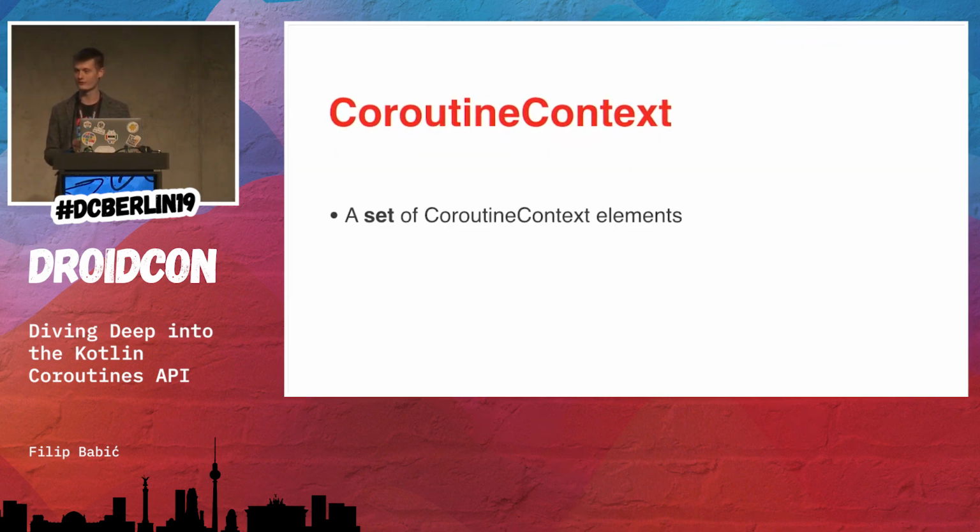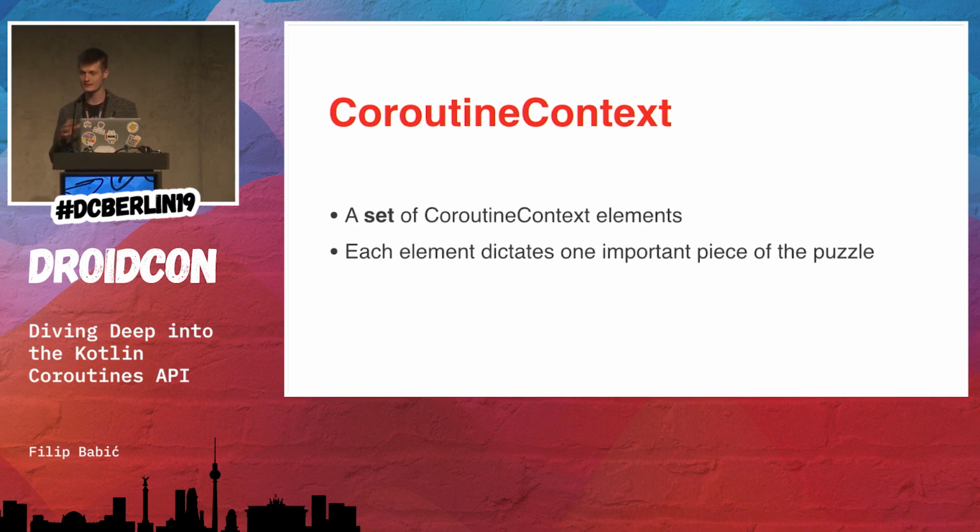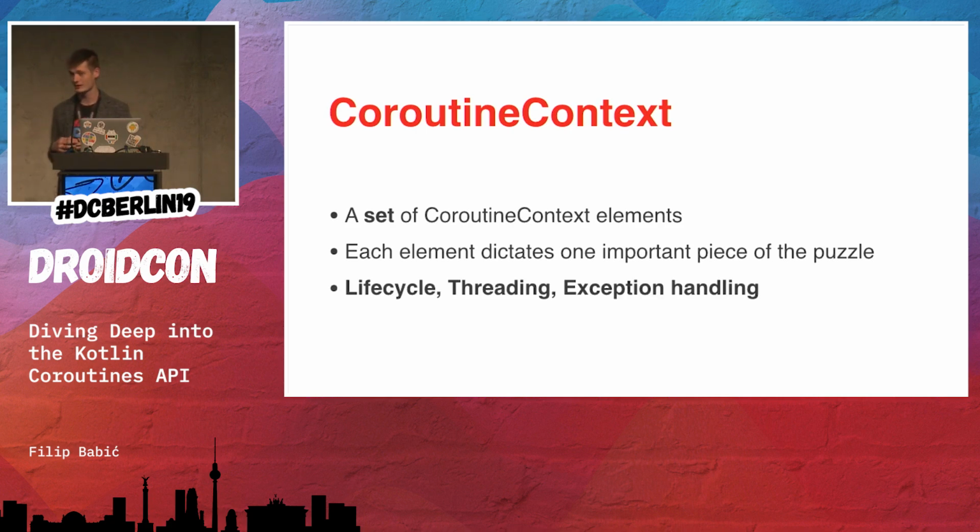You have a couple of elements, and each of them dictate a certain part of the coroutine. So we have the lifecycle element, the threading element, and the exception handling element. As I mentioned, jobs are the lifecycle component. The threading component is the dispatchers class, which we used in the previous snippet of code. And the exception handling is another coroutine context element which describes how exceptions are handled if something goes wrong in a coroutine.